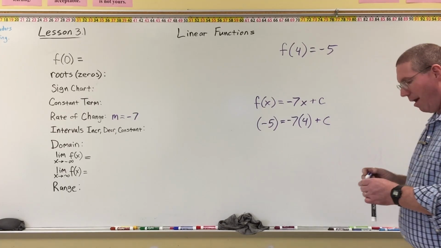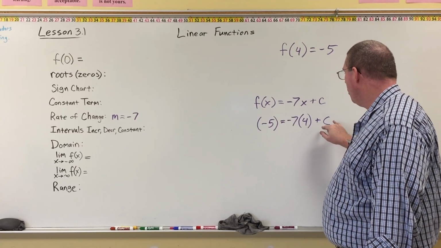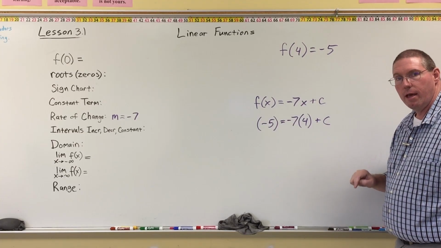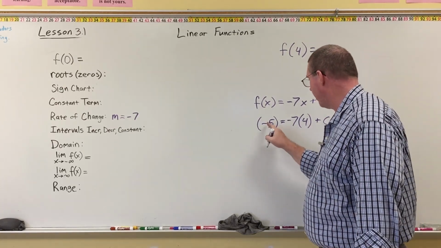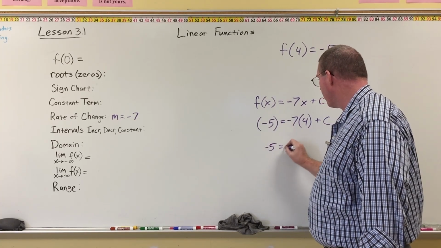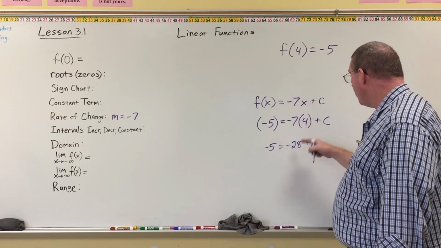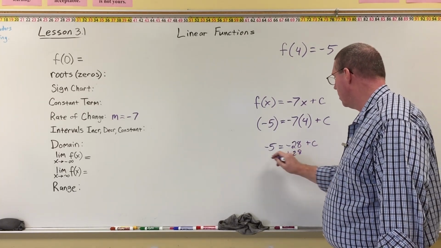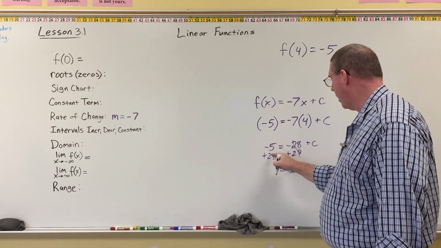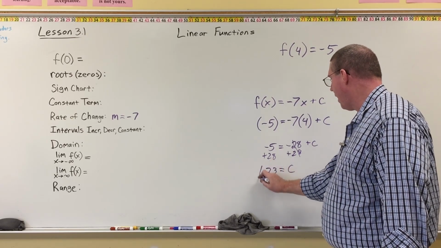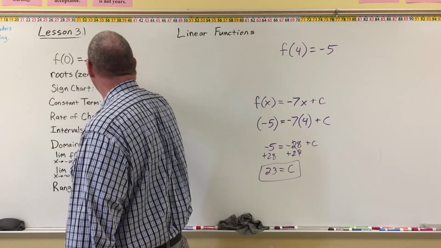And now notice, now that we have plugged all that in, we have an equation with only one variable, and the variable is c. And so the next thing we're going to do is solve for c. The way we're going to solve for c is we're going to take our -5 here, equals -7 times 4, that's -28, plus c, and now we just solve. We're going to put plus 28, cancel, and so c is now equal to -5 plus 28 is 23, and now we have our constant term, which is 23, which is our f of 0, okay?